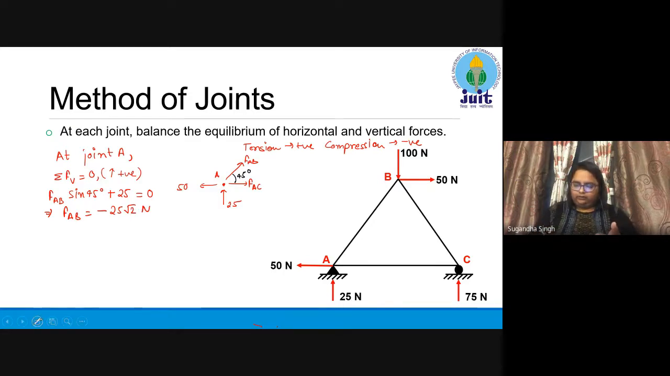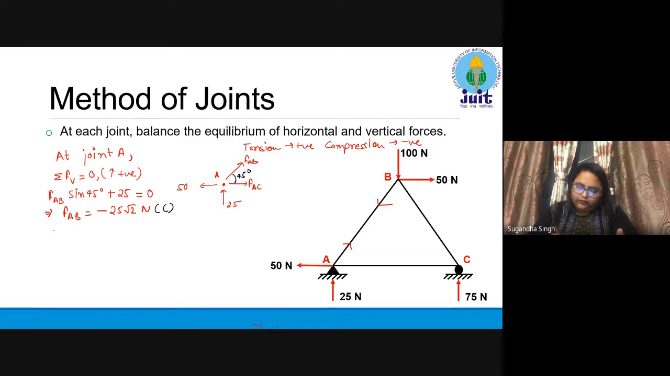Now that has come as negative. So now we initially assumed FAB to have tensile stresses. Now that we have found out the force in AB, this is compressive. Compressive as in when we mark the forces here, in this member it comes like this.